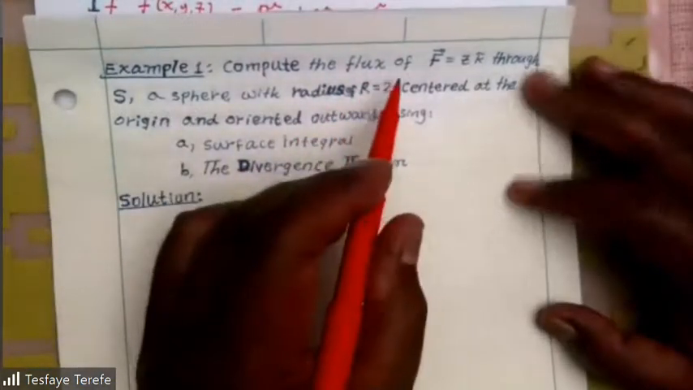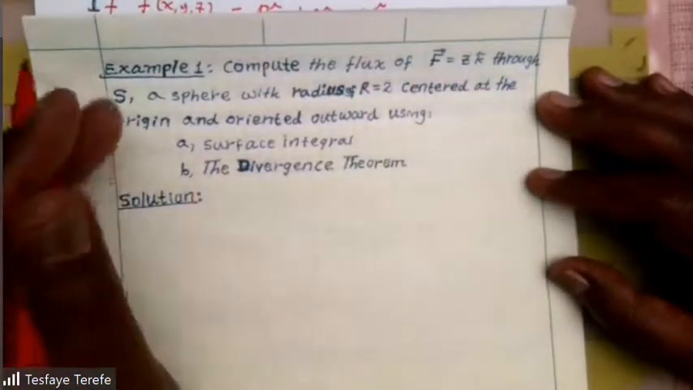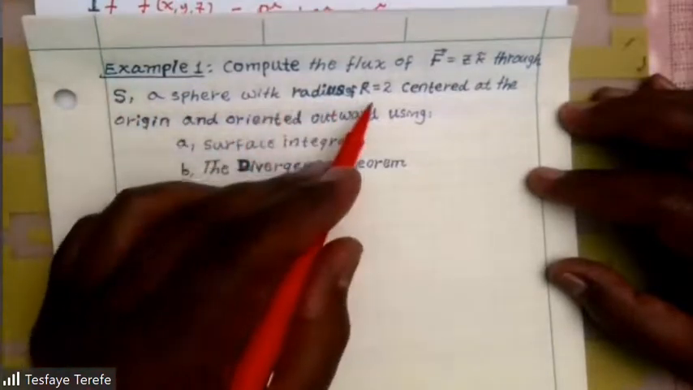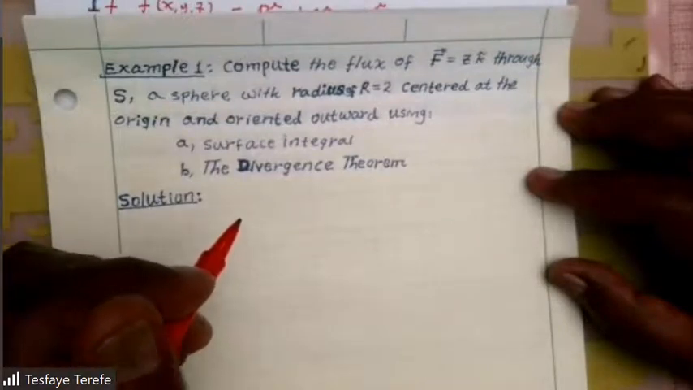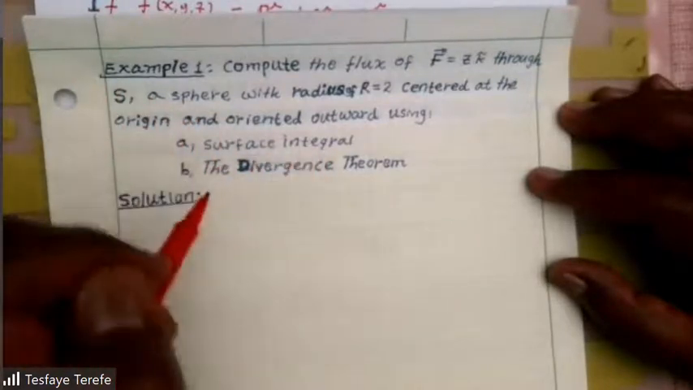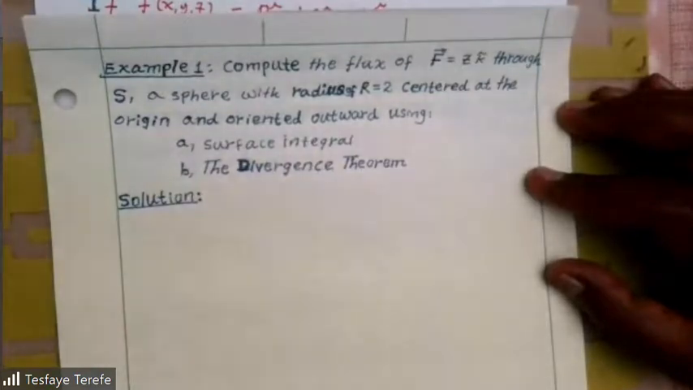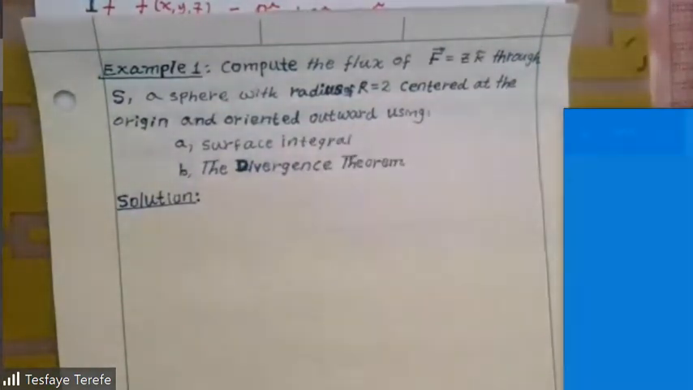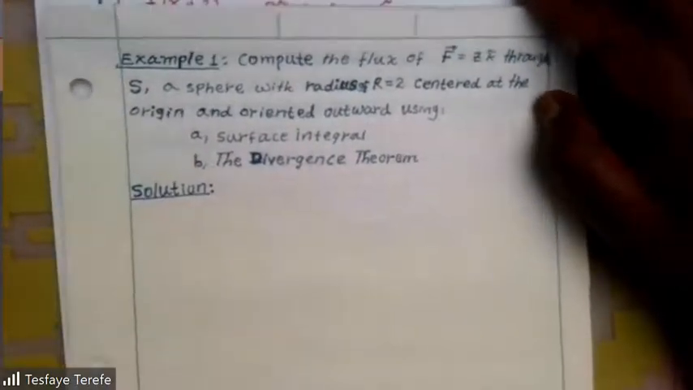Okay, compute the flux of F, which is equal to z k, through S. That means a sphere with radius R equal to 2, centered at the origin and oriented outward, using A, a surface integral, B, the divergence theorem. But in the future, or in your textbooks, or on a warm-up problem, they will not give you A, B. What they will tell you, or I will ask you to do during the test also, is verify the divergence theorem. If you are asked to verify, that means you have to do it both ways, not only one, and both answers have to be the same.